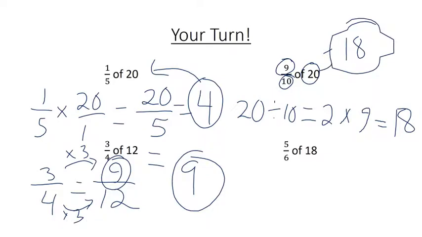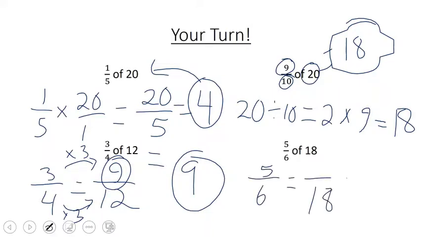For my last one, 5/6 of 18, I'll go ahead and use equivalent fractions one more time. We can set that as 5/6 equals how many 18ths? Well, 6 times 3 gives me 18. So whatever I do on the bottom, I have to do on the top. So 5 times 3 gives me 15. So my answer for this would just be 15. I don't have to write out 15/18. I would just say 5/6 of 18 is 15.